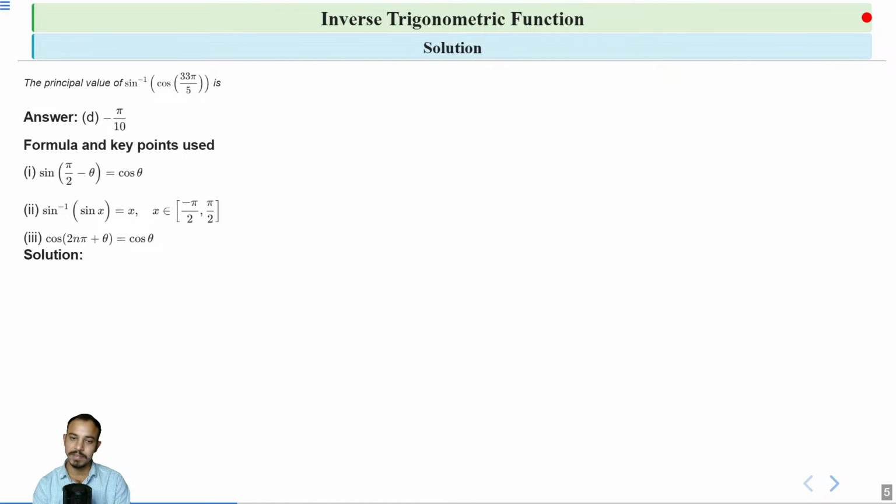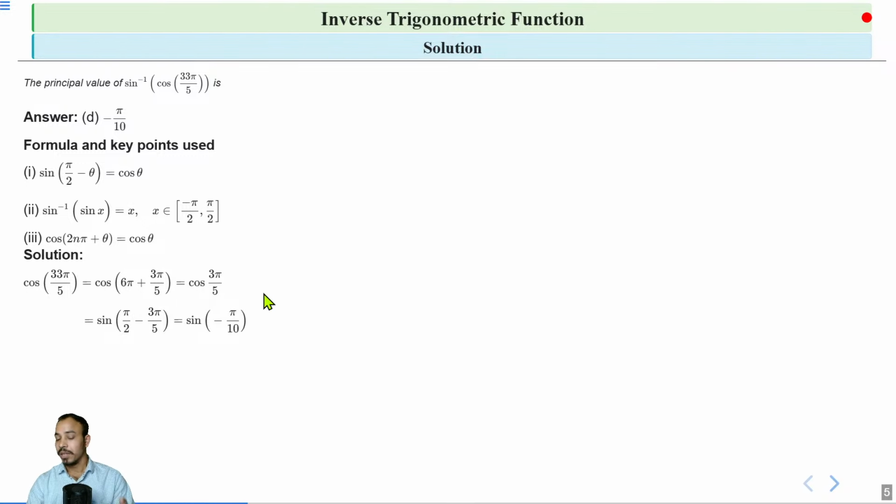Now let's solve this question step by step. First of all, we will write cos of 33 pi by 5 as cos of 6 pi plus 3 pi by 5. If we simplify 6 pi plus 3 pi by 5, we get 33 pi by 5. So cos of 6 pi plus 3 pi by 5 is equal to cos of 3 pi by 5. Why? Because you know cos of 2n pi plus theta equals cos theta. By applying this, we get cos of 6 pi plus 3 pi by 5 equal to cos of 3 pi by 5.